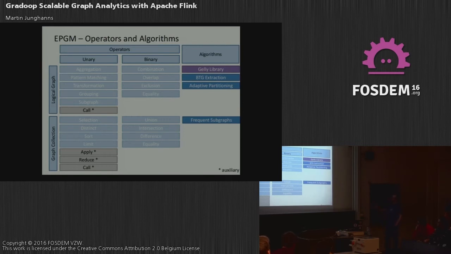Frequent subgraphs, you learned about that in the previous talk, so we are also working on an implementation of frequent subgraphs on graph collections, which means you get a collection as input, and you want to get those graphs that have a support of 3. Again, so the input is a collection, and you want to get those graphs from that collection that have a support of a given number, and the support just says that there must be a pattern which occurs exactly support times in that graph.